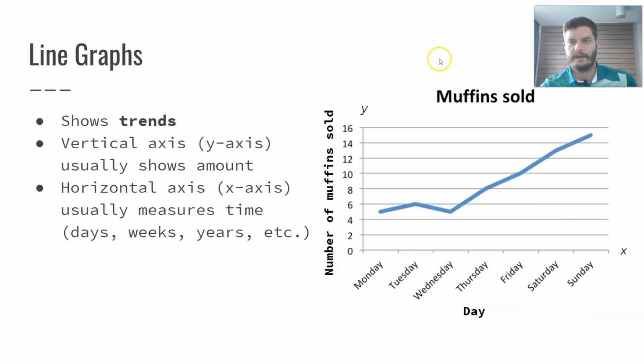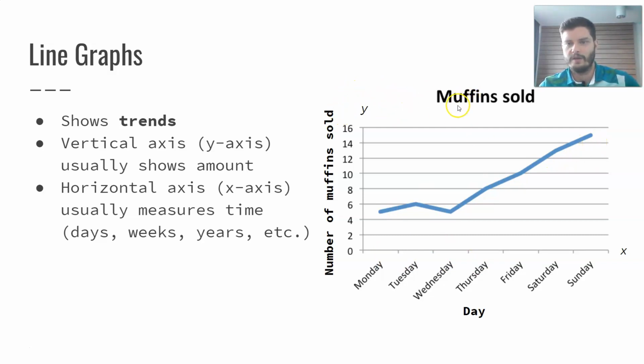Okay, and the last way to represent information that we're going to learn in this lesson is the line graph. Line graphs show trends, so basically change over time or lack of change. So trends is the key word here. The y-axis usually shows amount, and the x-axis usually represents time. It can be in days, months, hours, seconds, depending on the information that you're representing.